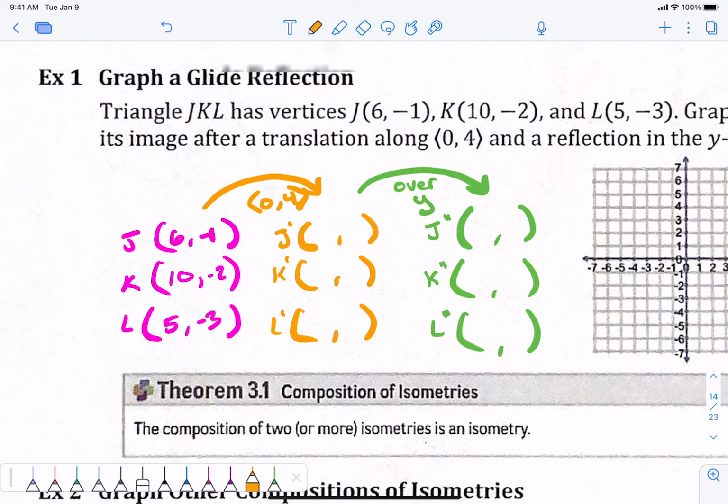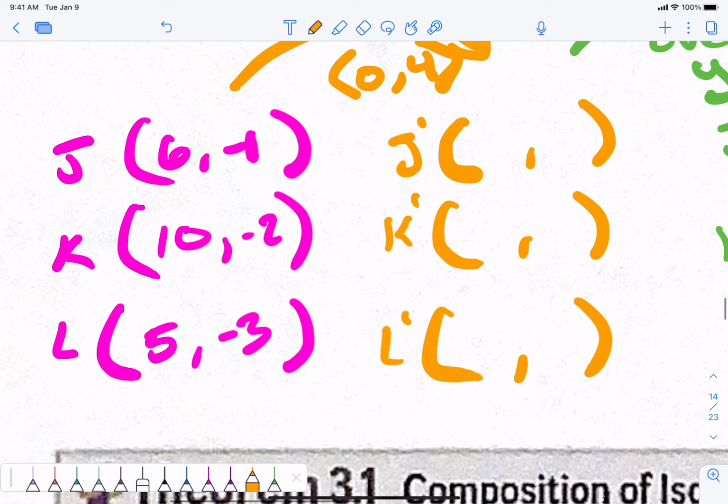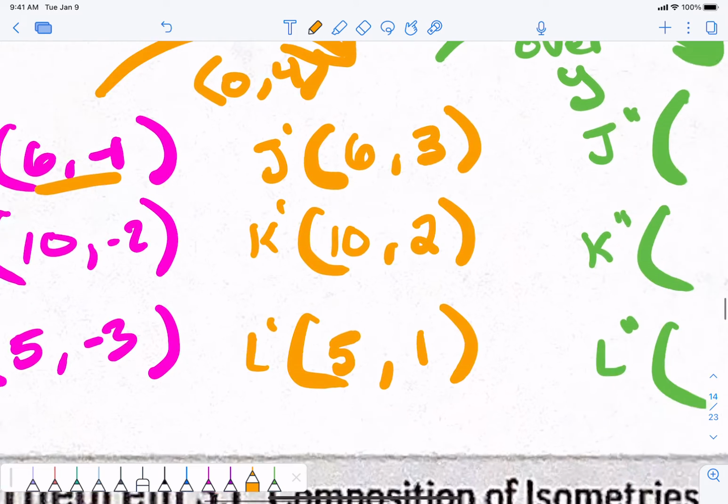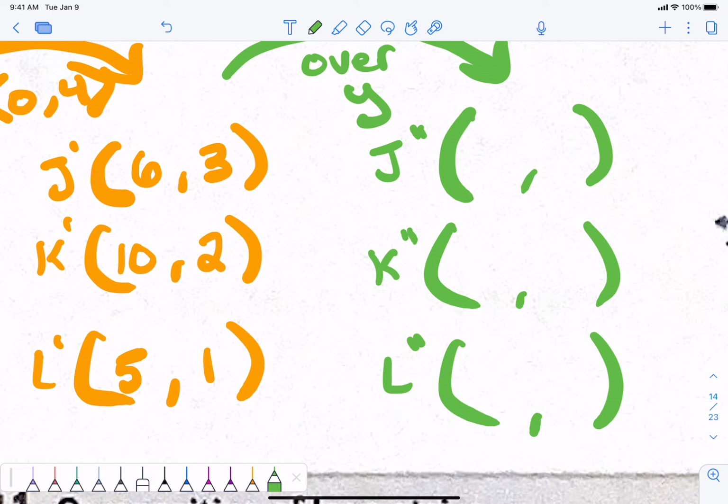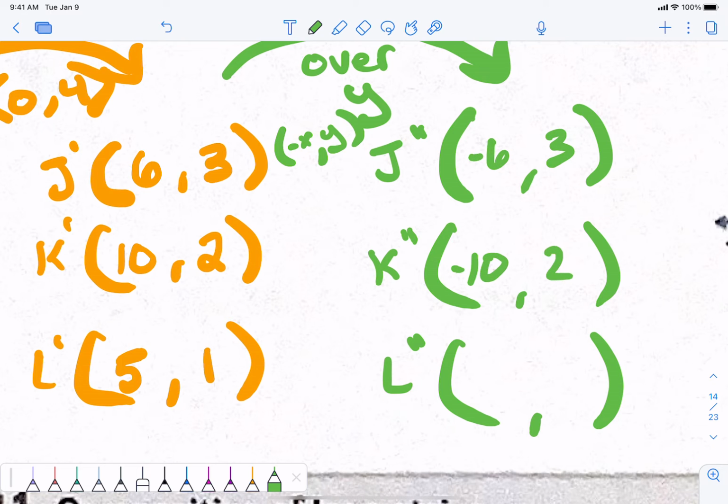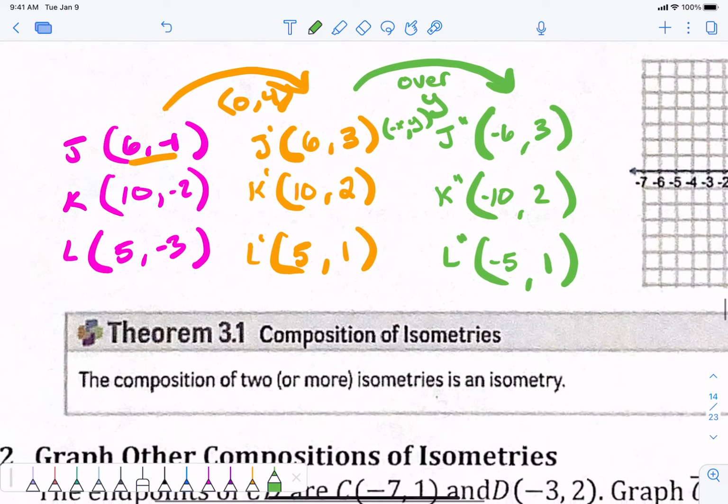Okay, so if I'm going 0, 4 from my original ones, if I'm starting at 6, -1, what's my new coordinate? 0, 3. Or no, 0, 3. 6, 3, right? The next one? 10, 2. 10, 2, and 5, 1. Okay. Now, if I'm going over the y-axis, what's the rule? Negative x, y. So the x coordinate becomes negative. If it's already negative, you make it positive. So what's 6, 3 change to? Negative 6, 3, negative 10, 2, negative 5, 1. Okay. And that's what those guys are.